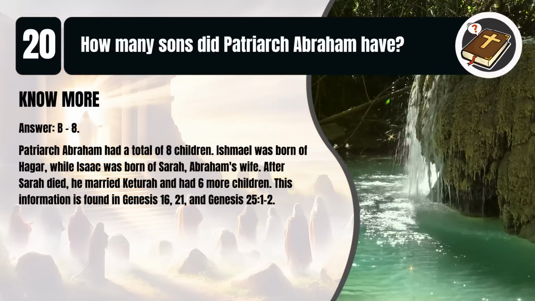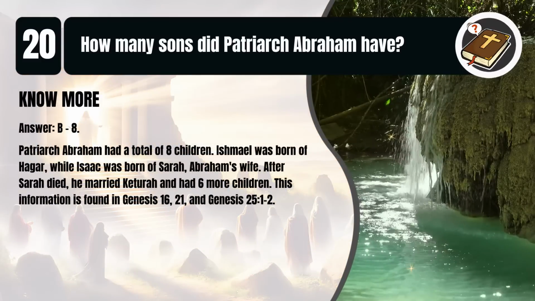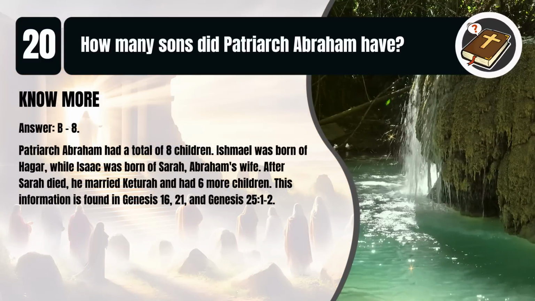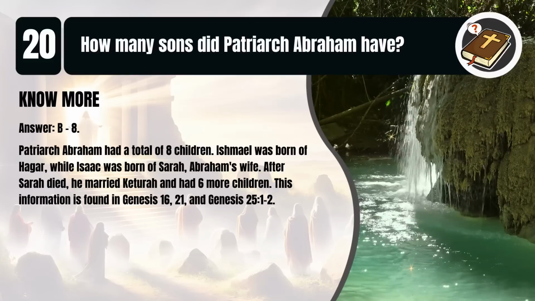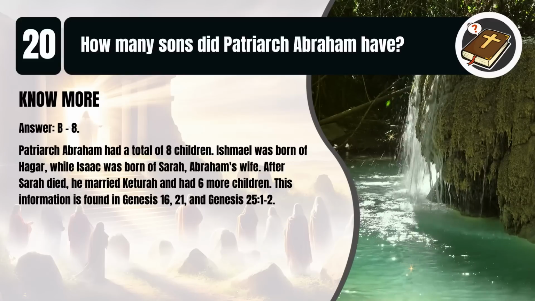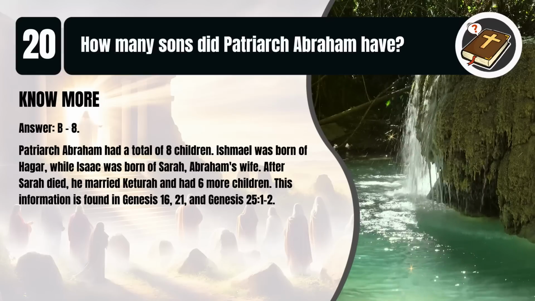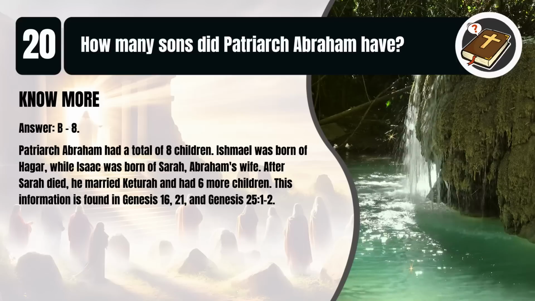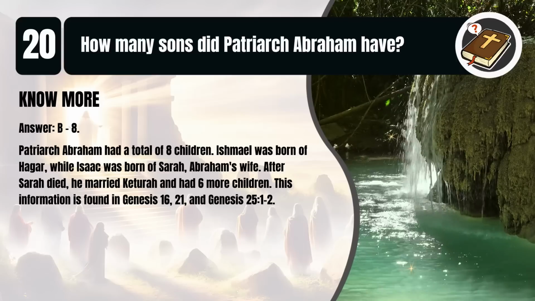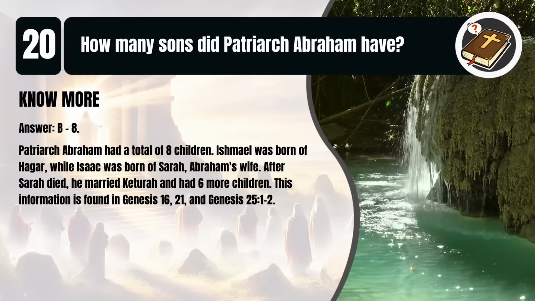That's B. 8. Patriarch Abraham had a total of 8 children. Ishmael was born of Hagar, while Isaac was born of Sarah, Abraham's wife. After Sarah died, he married Keturah and had 6 more children. This information is found in Genesis chapter 16, chapter 21, and Genesis chapter 25, verses 1 to 2.